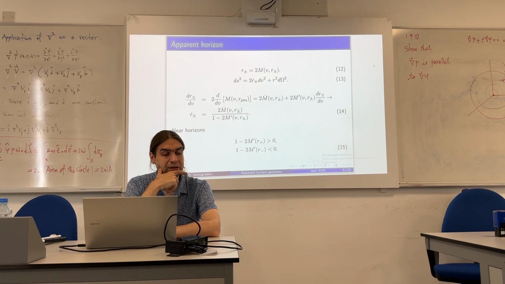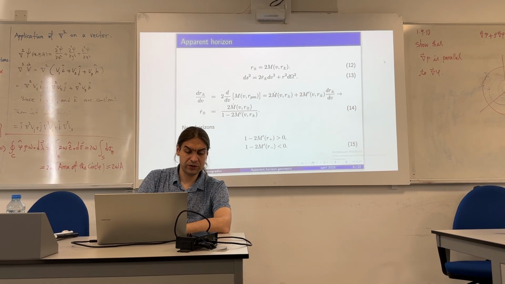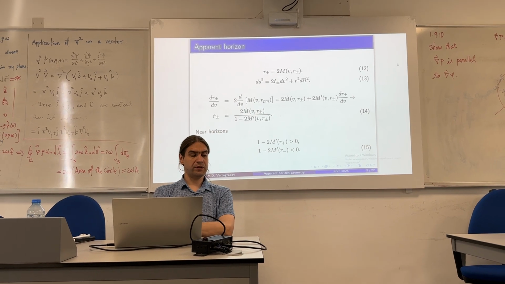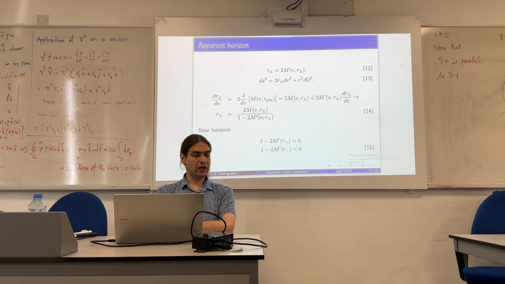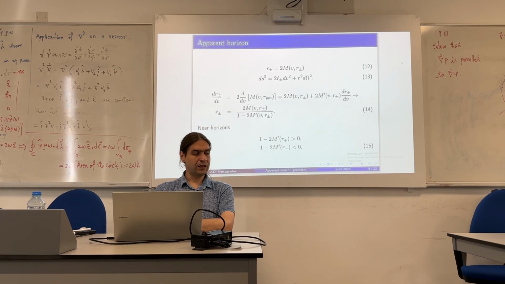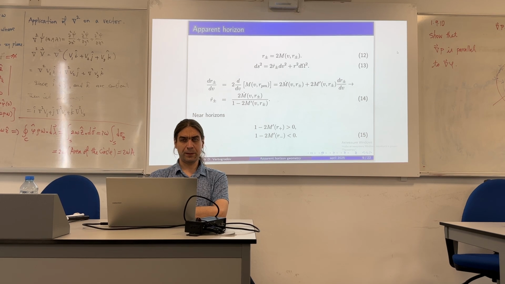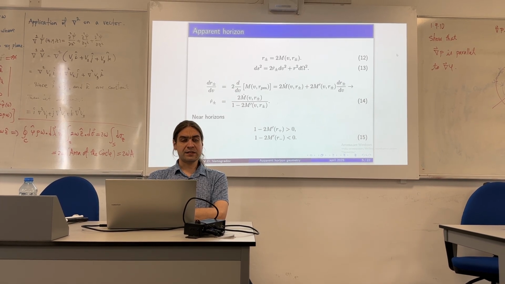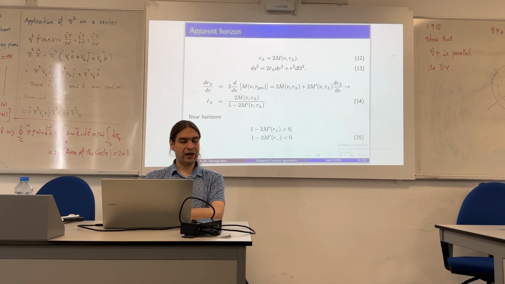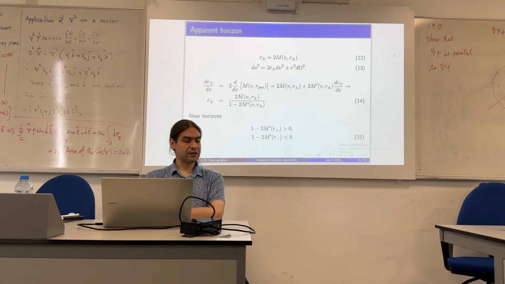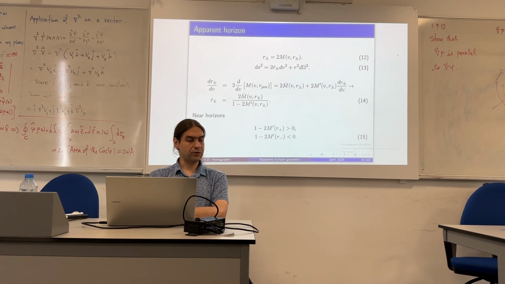We apply just the usual rule of differentiation, and we obtain the following: that r dot is equal to 2m dot divided by 1 minus 2m prime. And m dot and m prime are evaluated on r plus or r minus, depending on what evolution we are looking for.